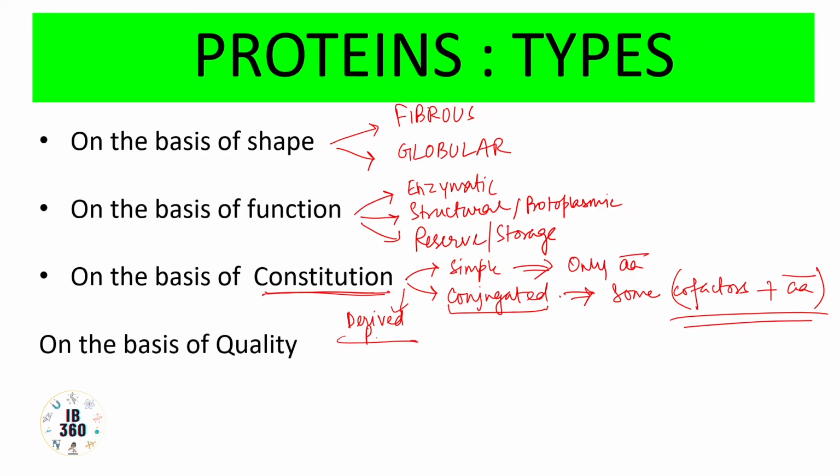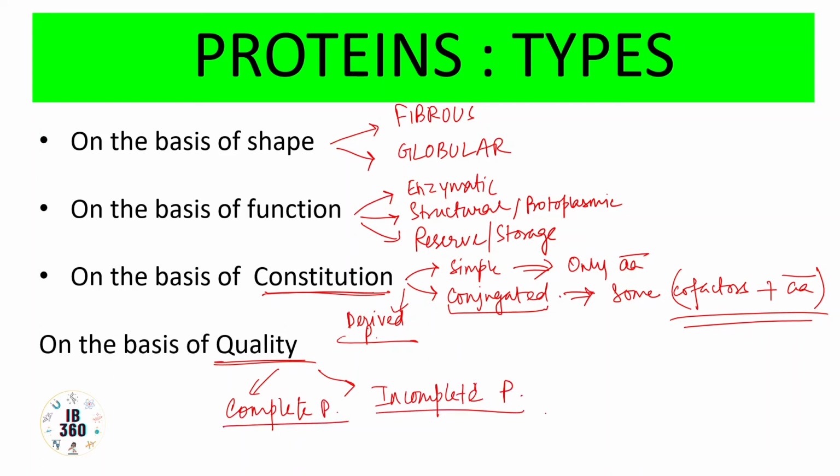Now on the basis of quality, proteins can be classified into complete proteins and incomplete proteins. What are complete and incomplete proteins? See, complete proteins are proteins which contain all the essential amino acids required by human beings. So they are proteins which are complete for the human body, which are enough for the human body.